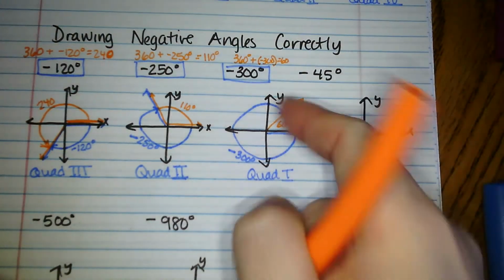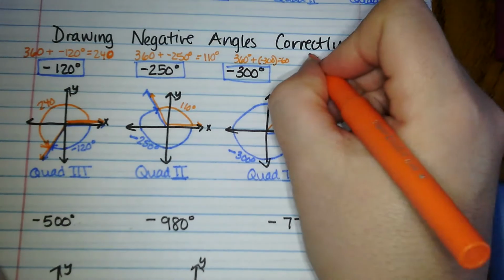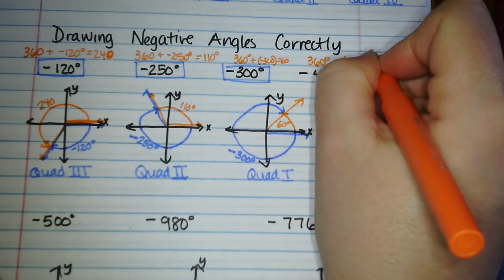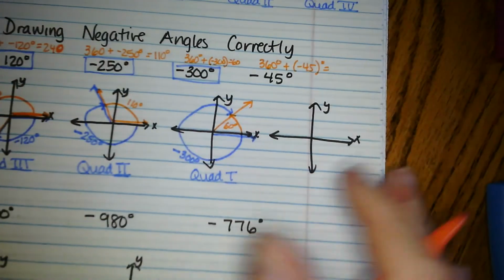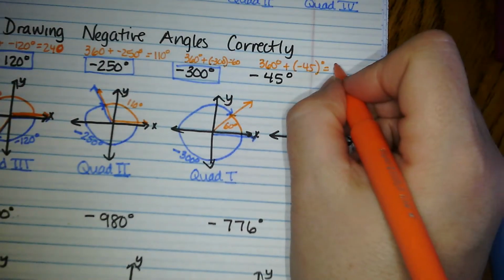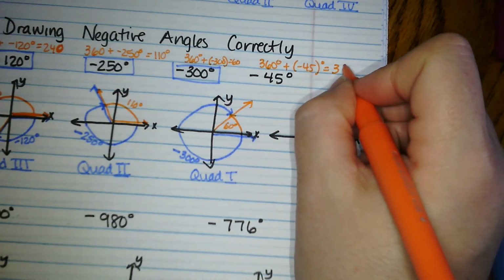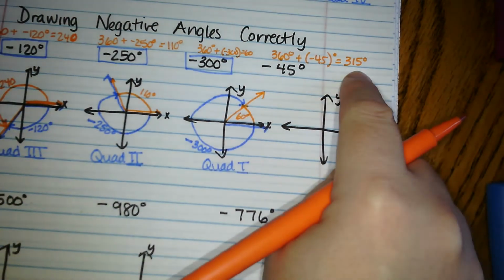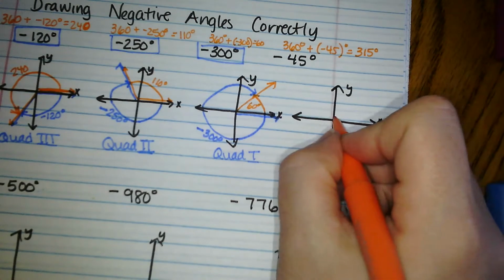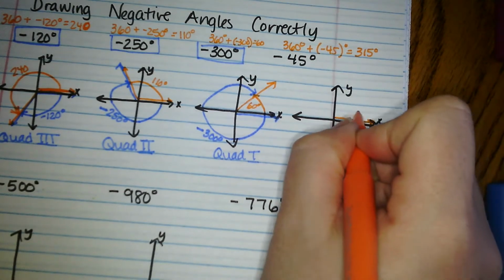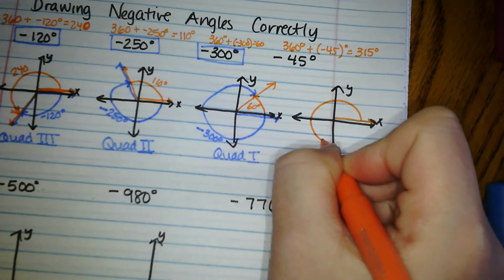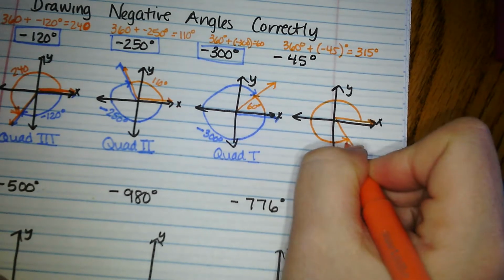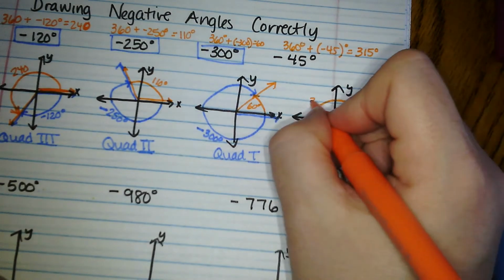For negative 45, I would take my 360 and I would add it to negative 45. And when I do, I think I get 315. And 315 from 0 positive is all the way around to here. Here's 270, so 315 is right about here. So all this positive is 315.